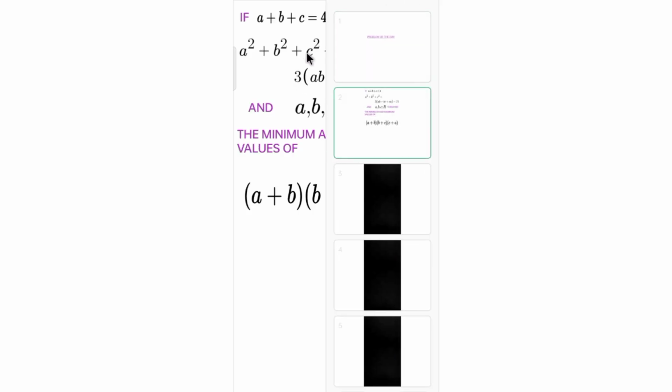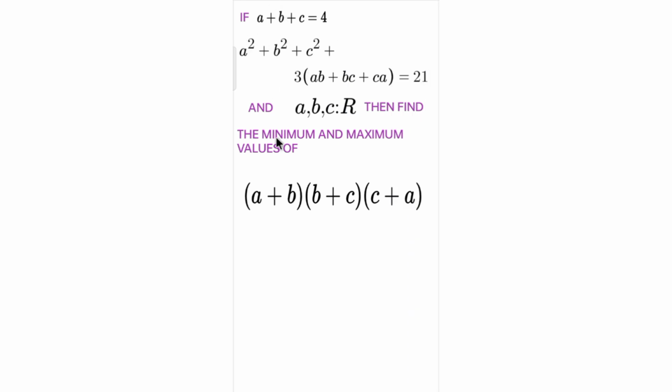So getting into the problem, this topic is of equations. Fine. This is the question. So these are the conditions given to us. If a plus b plus c is equal to 4, so a, b, c are three numbers that belong to R, and a plus b plus c is equal to 4, this is the first condition, and a square plus b square plus c square plus 3 of ab plus bc plus ca is equal to 21, and this is the second condition.